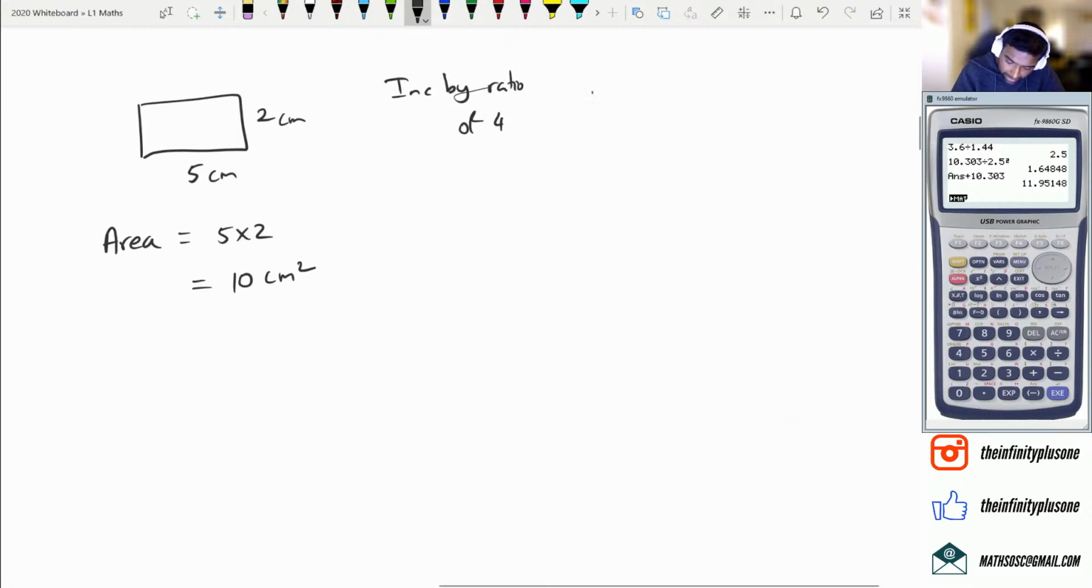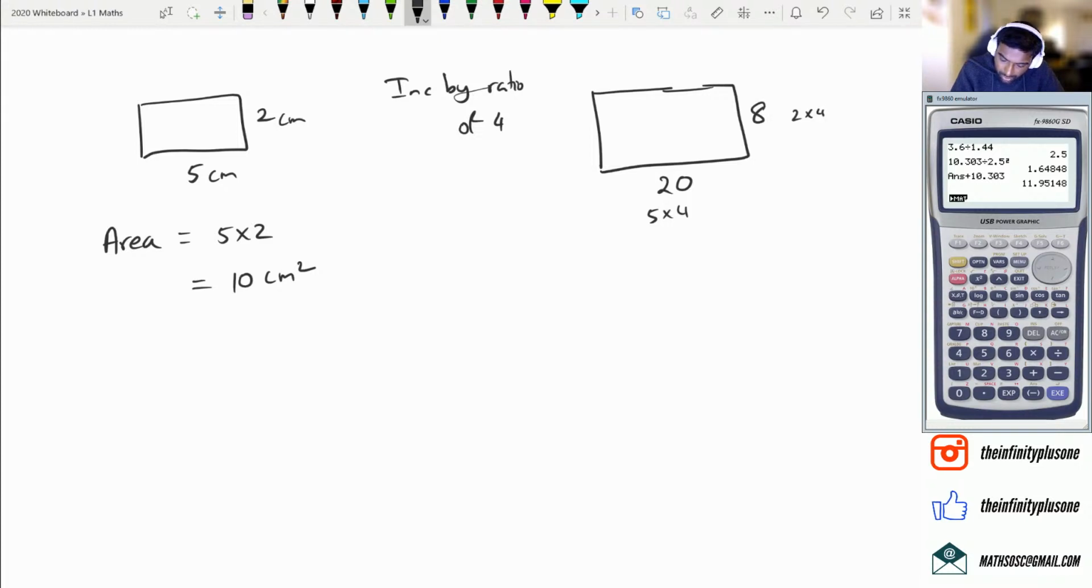But check what happens. If I actually increase the rectangle with a ratio of 4, then the base is now 20, because it's 5 times 4 to get 20. And the height is actually 8, which is 2 times 4 to get 8. Yes, that's correct, Roland. So when we increase this rectangle by a ratio of 4, we're increasing its base and also its height. All right. So now if you look at the new area, we're going to get area of the rectangle is actually 20 times 8, which is equal to 160 centimeters squared.